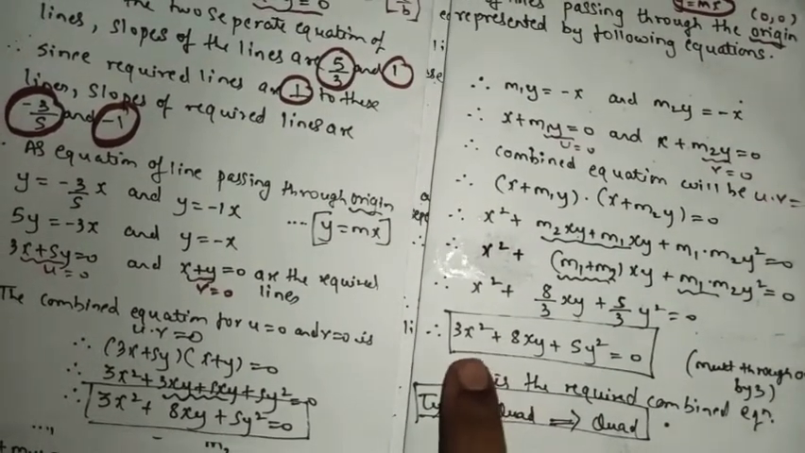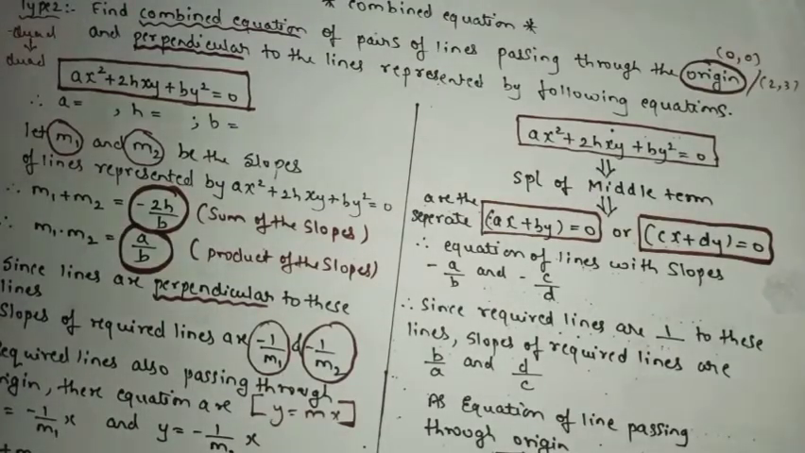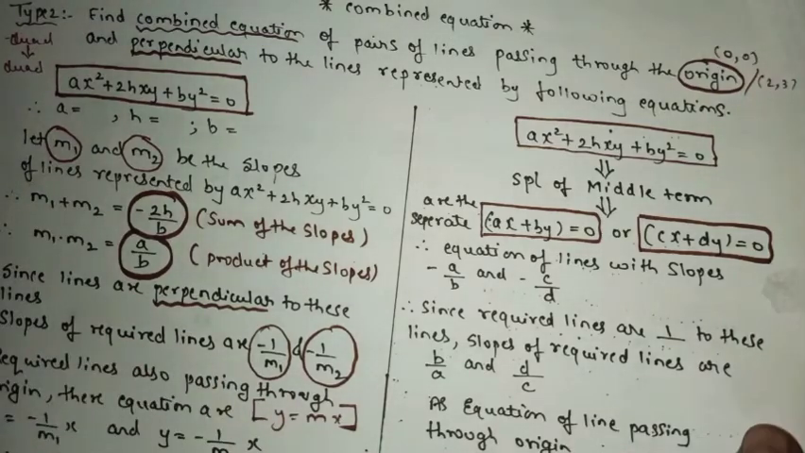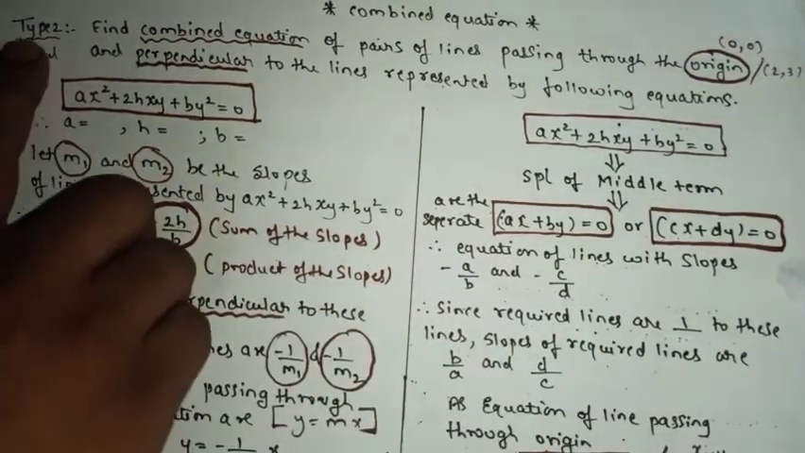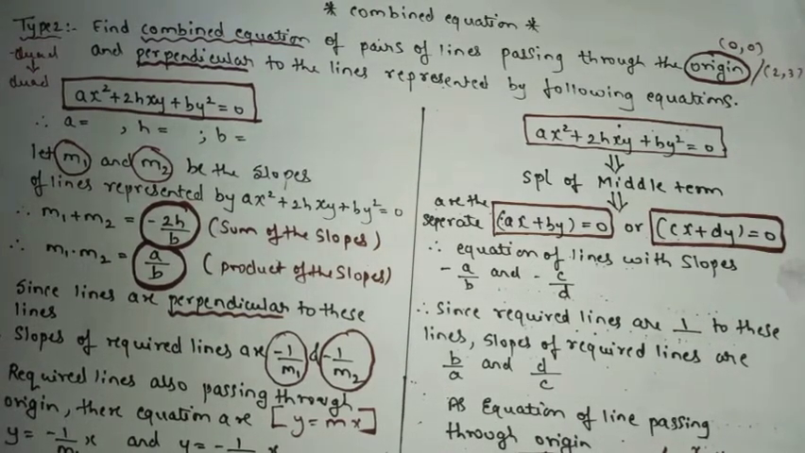Here also you got 3x square plus 8xy plus 5y square equal to 0. Here also we got the same answer. Got the point? Yes or no? So we can remember this type number 2 as converting quadratic into quadratic. Now we'll see some more examples, okay, based on the type number 2.